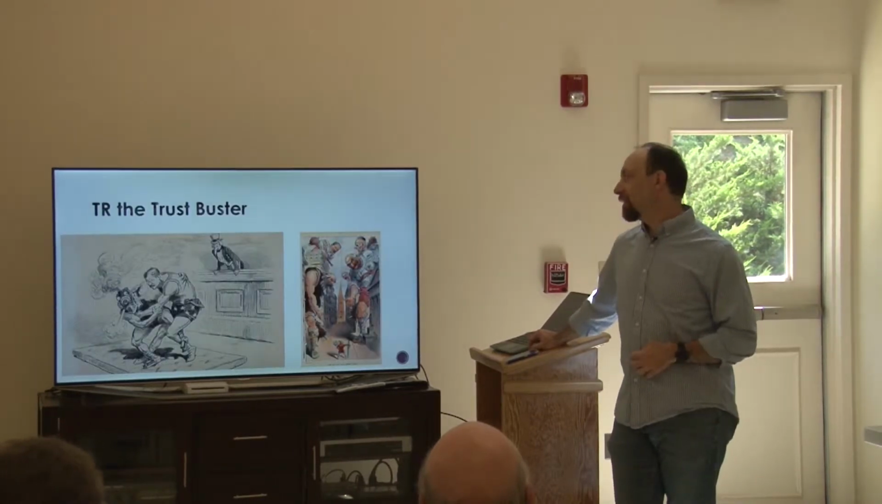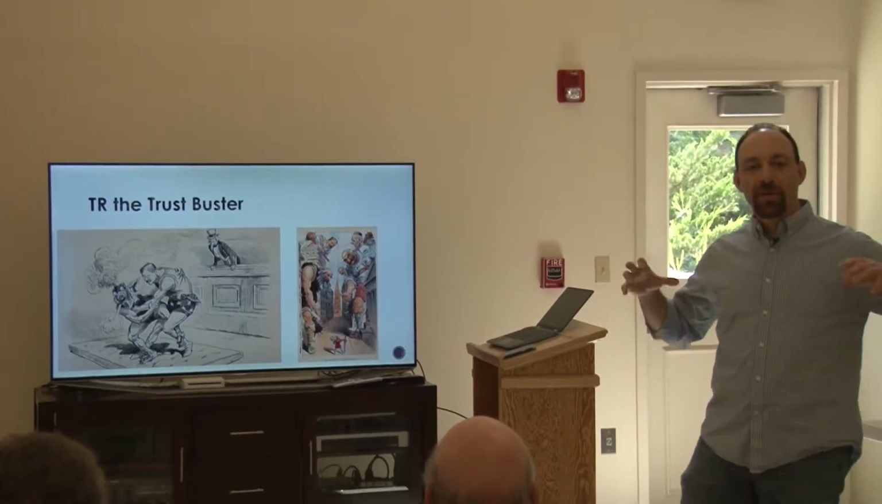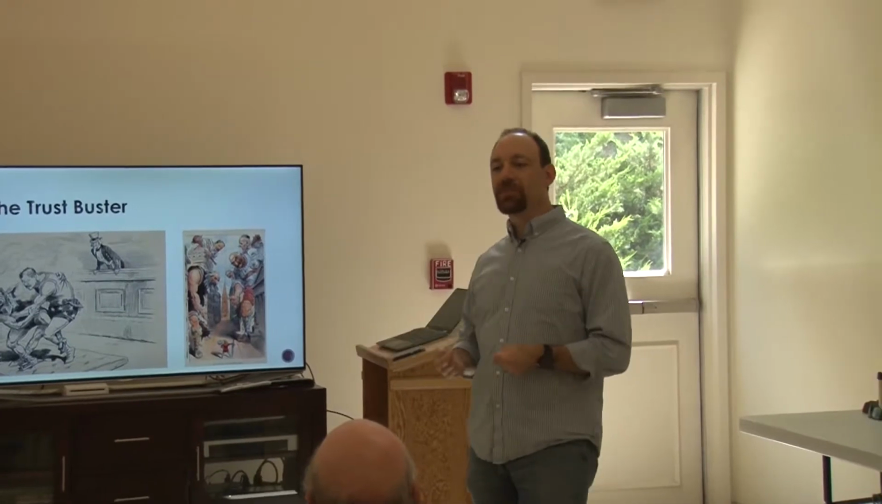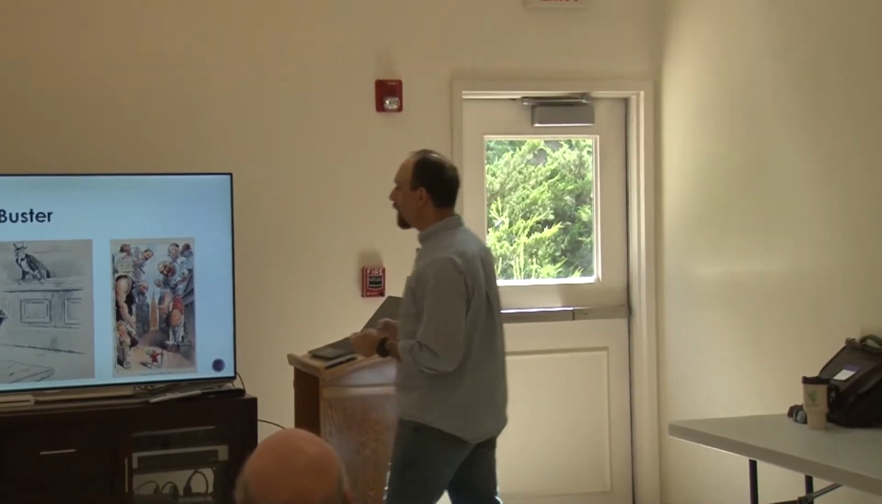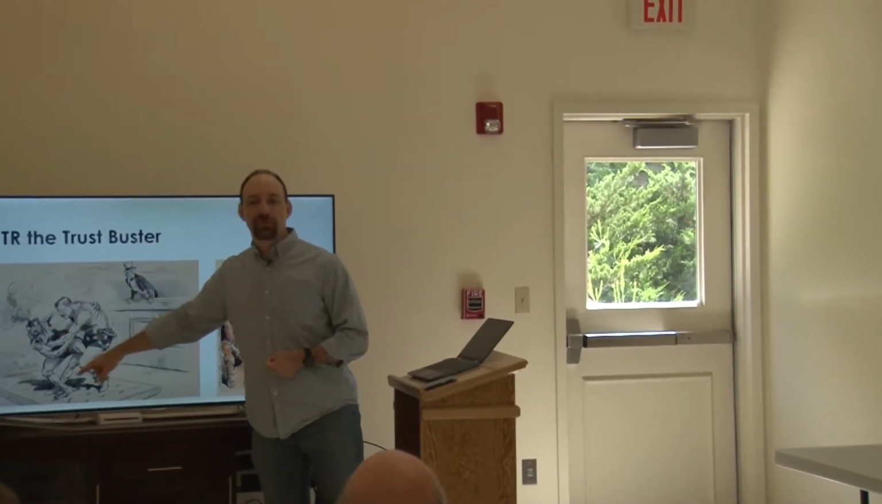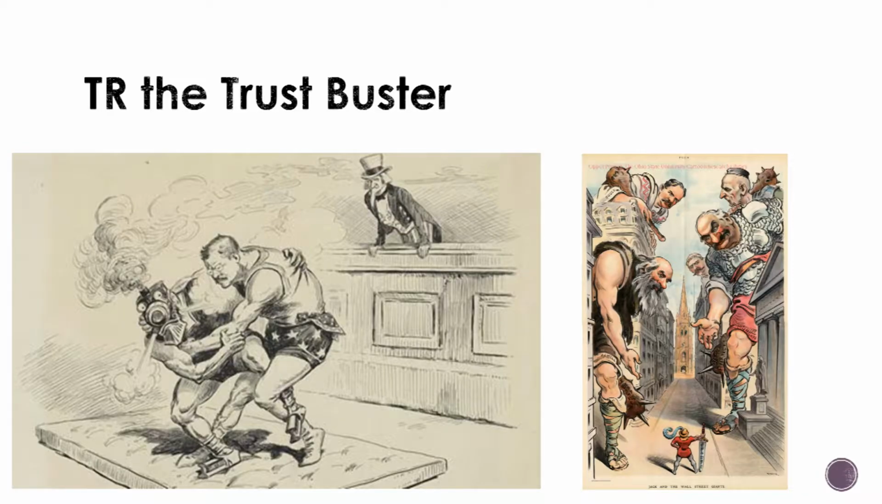One of the things that Teddy Roosevelt does is he begins to attack the monopolies, the trusts, to try to limit the power of the corporations. He becomes known as the trust buster. And what do we see over here in this cartoon but Teddy Roosevelt wrestling with the railroad trust while Uncle Sam watches from the sidelines. Teddy Roosevelt grappling with the power of industry.